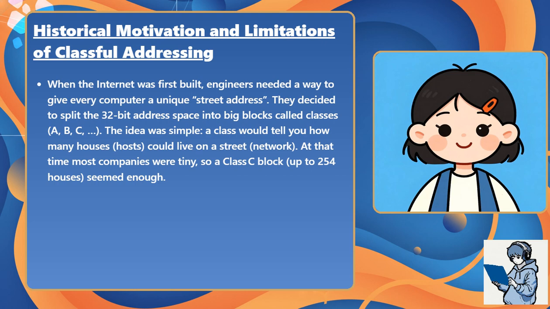When the internet was first built, engineers needed a way to give every computer a unique street address. They decided to split the 32-bit address space into big blocks called classes A, B, C. The idea was simple: a class would tell you how many houses, or hosts, could live on a street, or network, at that time. Most companies were tiny, so a Class C block, up to 254 houses, seemed enough.